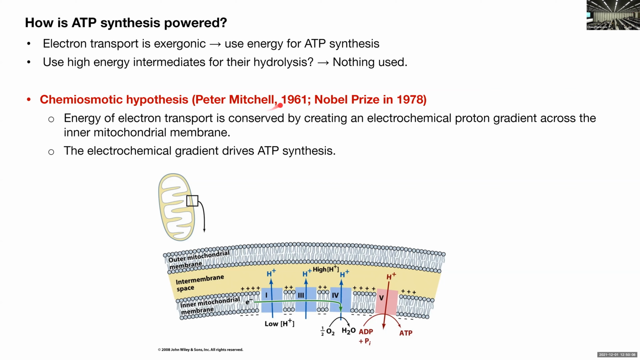So Peter Mitchell in 1961 proposed this hypothesis, and it's called the chemiosmotic hypothesis, which was really kind of a new idea, but it obviously worked really well to explain how it is working. So he earned the Nobel Prize in 1978 for this hypothesis. And it basically says that the energy that is gained or exerted from this electron transport system, or the chain, will be used to create the electrochemical proton gradient across the inner mitochondrial membrane that later is going to be used for ATP synthesis.